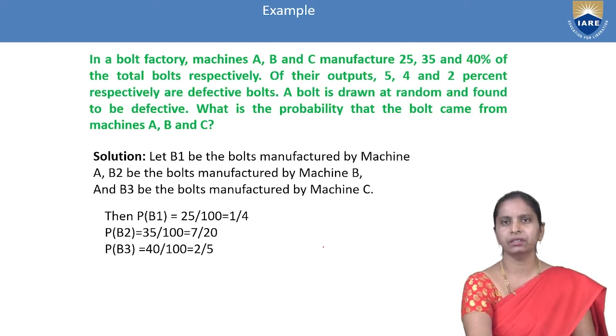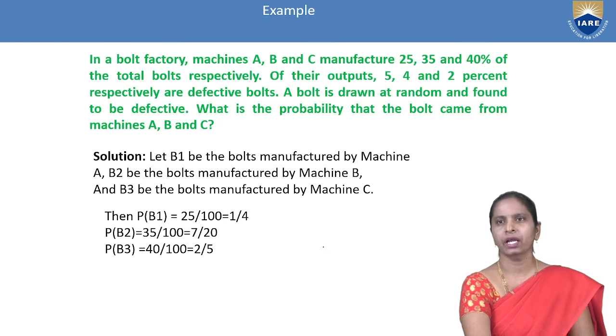So what is the example here? In a bolt factory, machines A, B and C manufacture 25, 35 and 40% of the total bolts respectively. Of their outputs, 5, 4 and 2% respectively are defective bolts. A bolt is drawn at random and found to be defective. What is the probability that the bolt came from machines A, B and C?